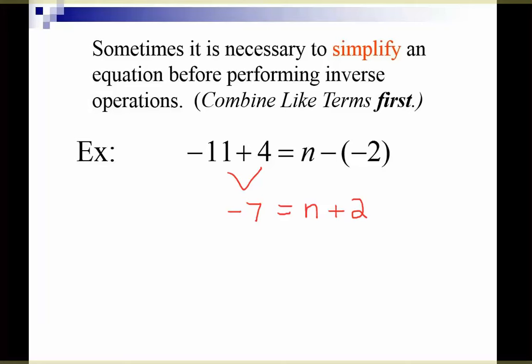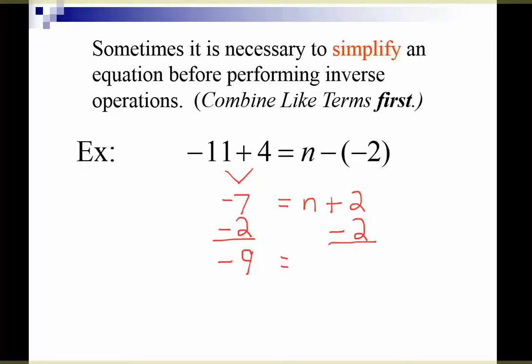Do I want to add 7 or do I want to take away 2? Well, remember, the focus is on the n, right? We're trying to get the n by itself. So we will take away 2 from both sides. So 2 and negative 2 kind of cancel out, and you're left with negative 9 equals n.